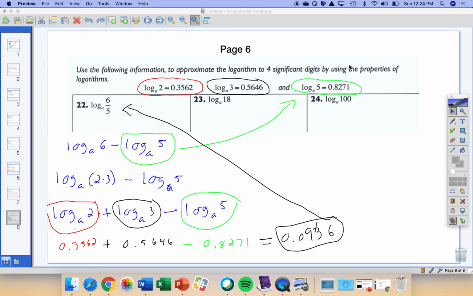So in this unit, we are just expanding and condensing logarithms by using the properties of logarithmic functions, and they mimic the properties of exponential functions. I'll see you next time.